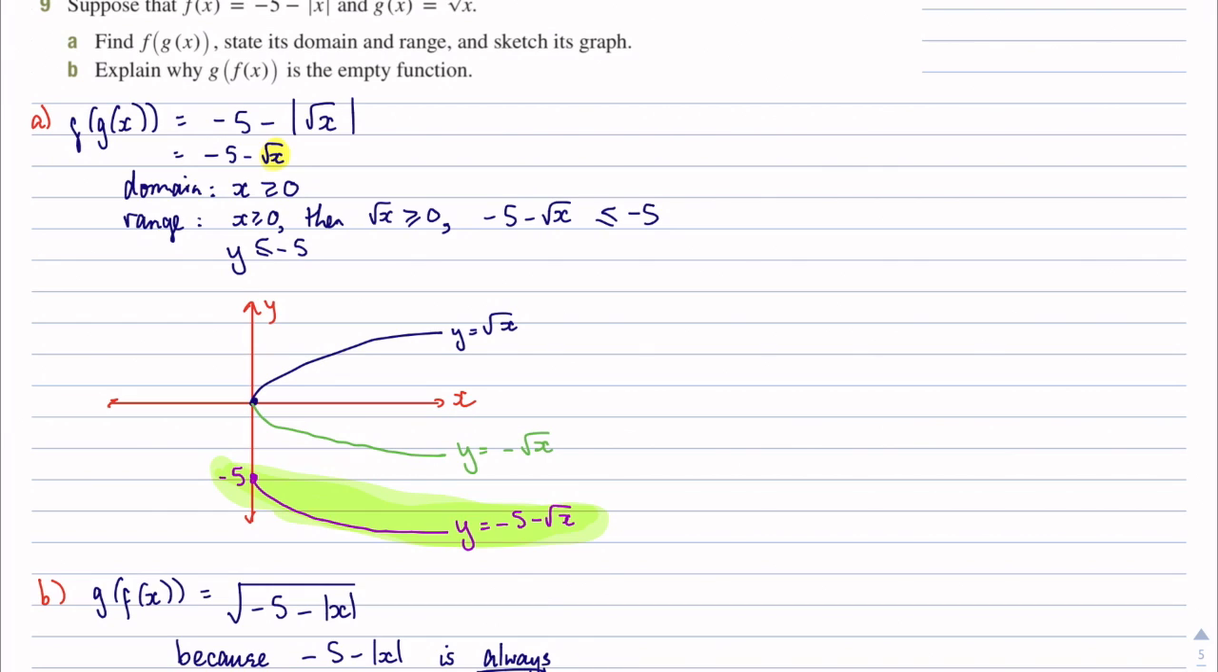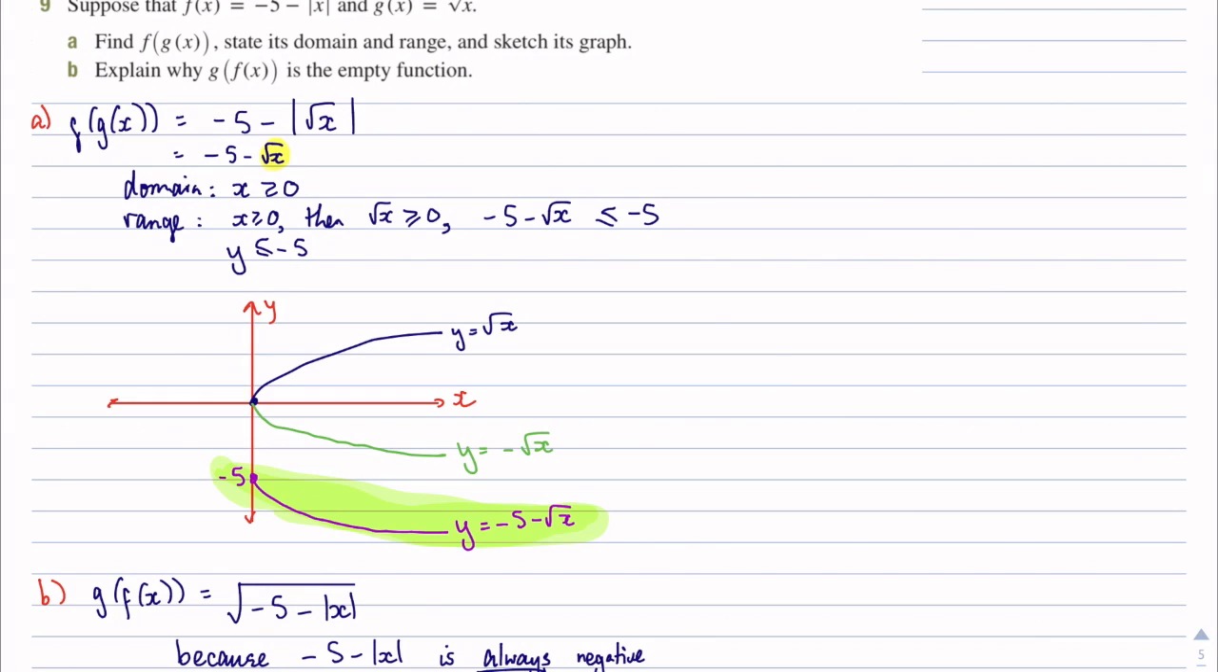Doesn't matter what you chuck in for x, it's always going to come out as a negative because we're taking the absolute value. So the absolute value of negative 99 is positive 99, negative 5 take positive 99. It's always going to be negative. G of f of x doesn't exist. Can't square root a negative.